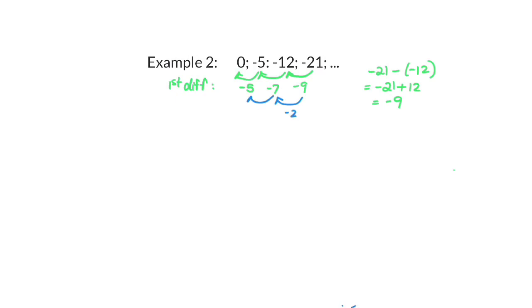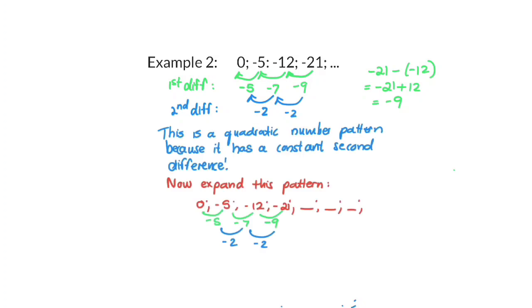What is negative 7 minus negative 5? That also gives you negative 2, and that is called the second difference. We see that we get negative 2 every time. So this is constant. So this pattern is quadratic because it has a constant second difference.